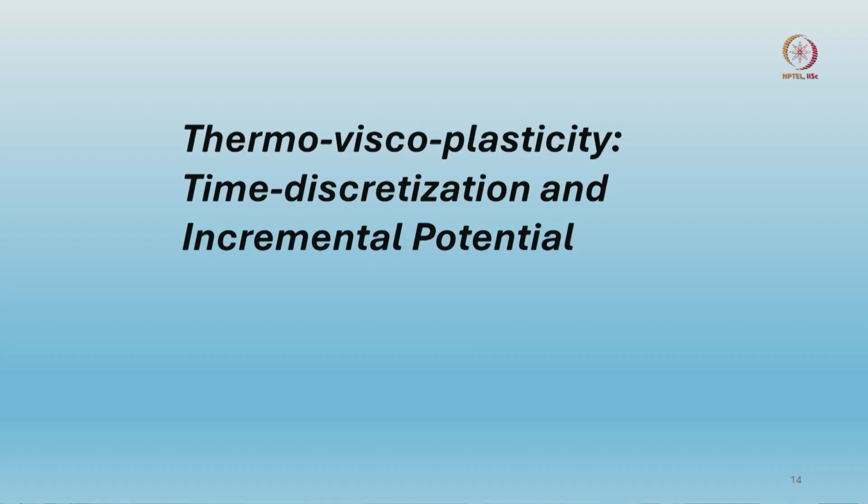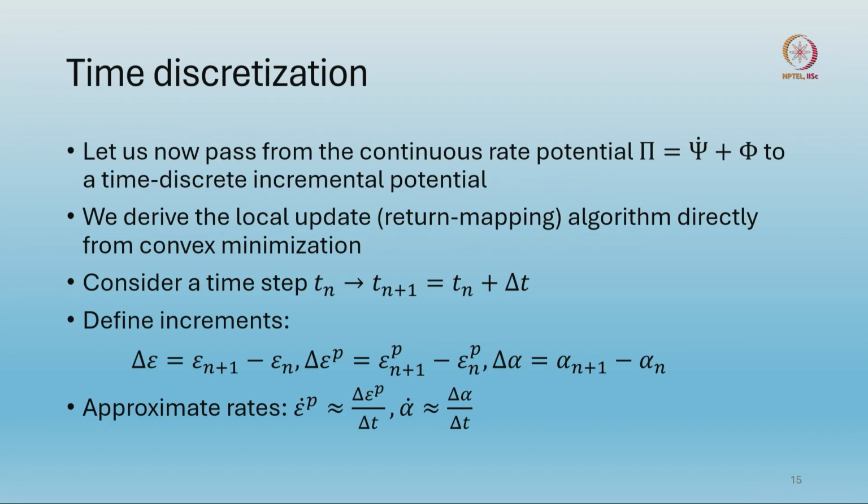We do a time discretization of the entire problem, because plasticity is a time dependent process. Over two consecutive time instances, let us say Tn to Tn plus 1 over the time step, we find the incremental potential and minimize it. This is the idea, as we have been doing for some time for other problems like the viscoplasticity problem without the thermal effects. So we will do a similar thing here. Alright, let us start with the time discretization.